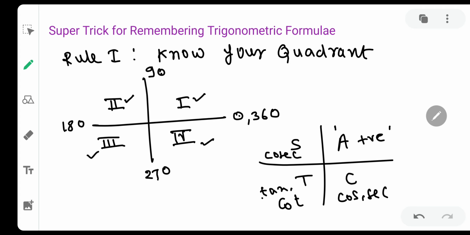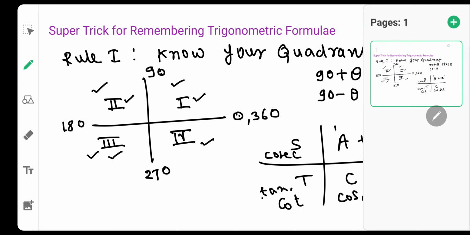Now for example, if I say 90 plus theta, so you will see 90 plus theta will go into the second quadrant. If I say 90 minus theta, it will be in the first quadrant. If I say 180 plus theta, it will be in the third quadrant, and so on. So the rule 1 should be very clear to you by now, that you should know your quadrant.